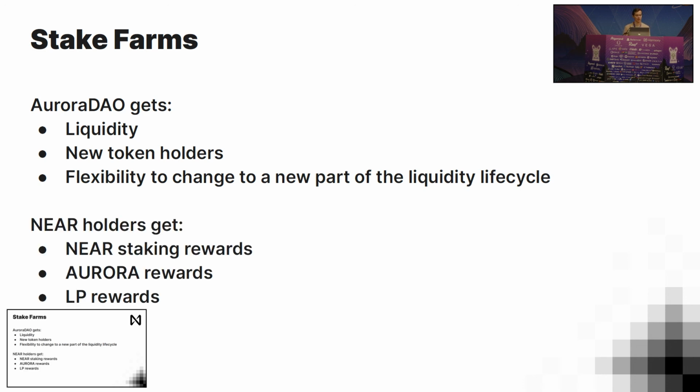And then for the NEAR holder, they get their NEAR staking rewards. They get Aurora rewards, the Aurora tokens, and they're also going to get the LP tokens. So they're going to get a substantially higher yield than they get from staking alone, in just as passive a way. They don't really have to do anything. They can just keep their tokens there and accumulate these rewards.